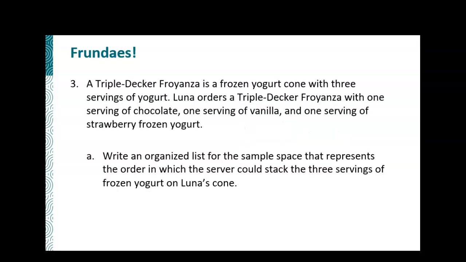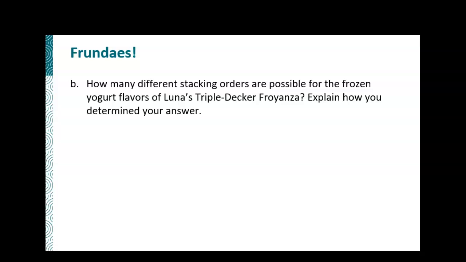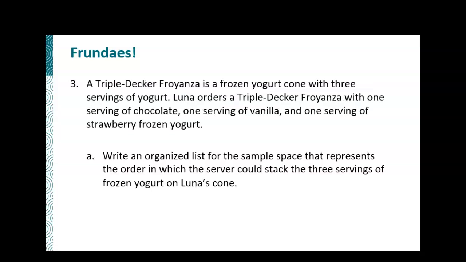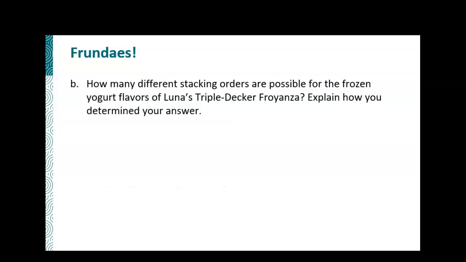Okay. Here's a different scenario. A triple decker Froyanza. We're just going to say triple decker. This is when Luna orders a triple decker with 1 serving of chocolate, 1 serving of vanilla, and 1 serving of strawberry. So this is a cone with 3 servings, like a 3-scoop thing. Write an organized list for this. But again, we're not going to do the list right now. We're just going to calculate the outcomes. So how many different outcomes can we have?